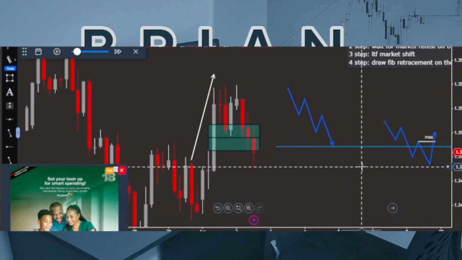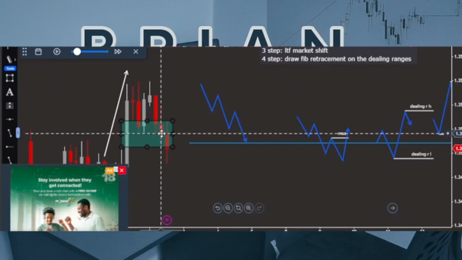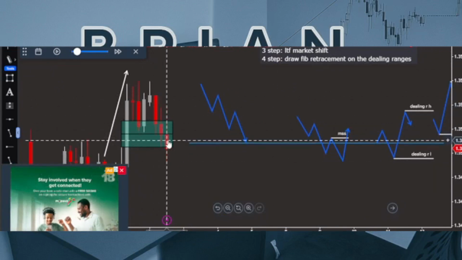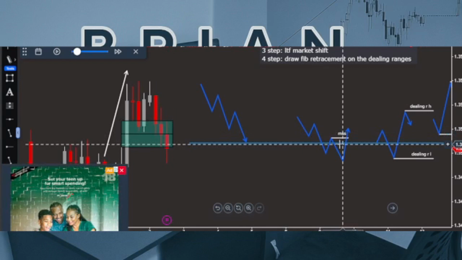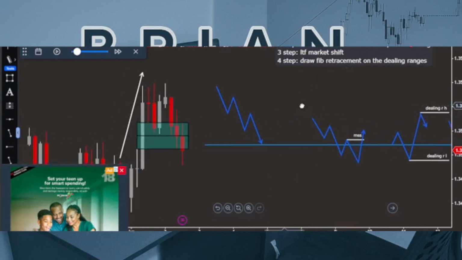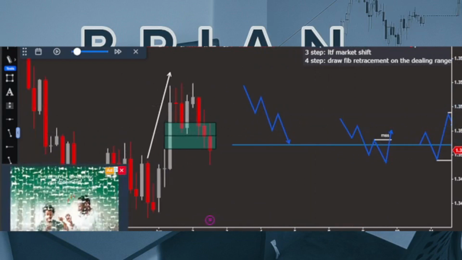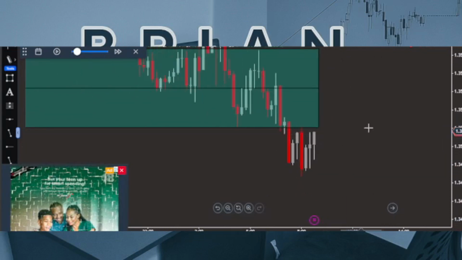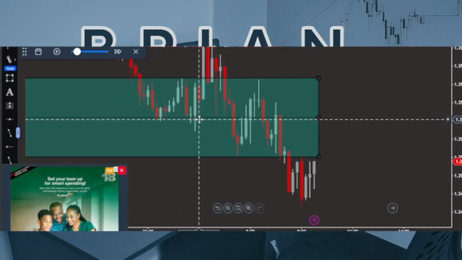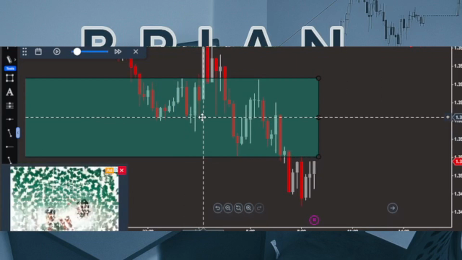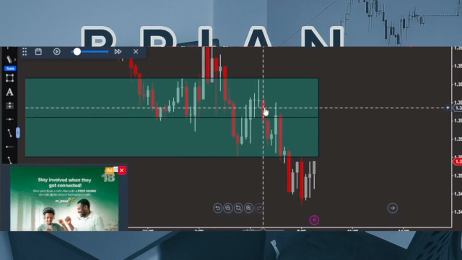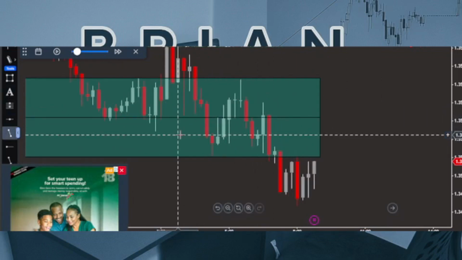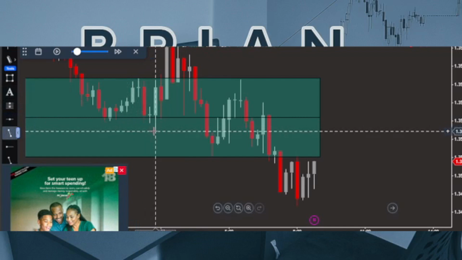Now the next step, market has already reacted to the 50%. Now we go on lower time frame, 15 minutes, to find a market shift. Around this area, from the reaction at the 50%, we identify the market shift, the possible structure break for market shift. You have this low was taken below.